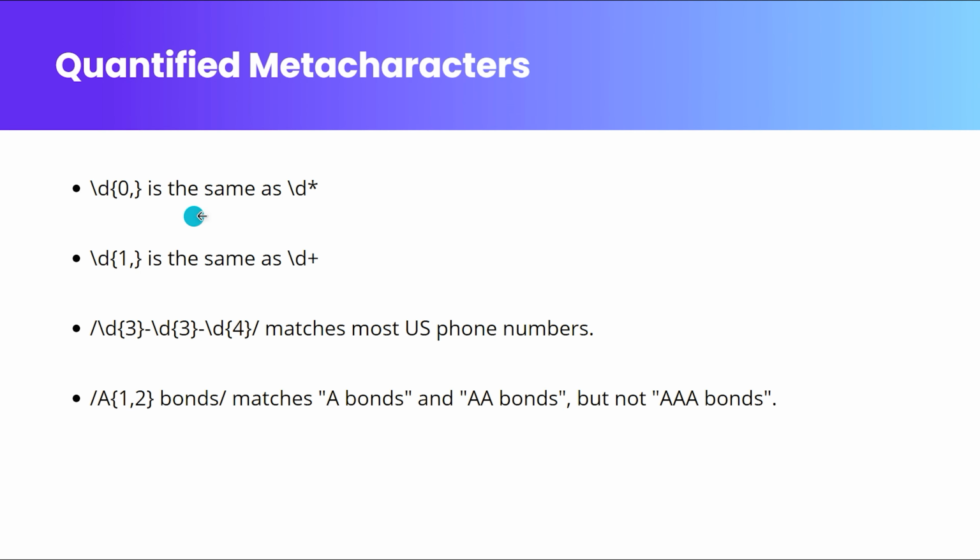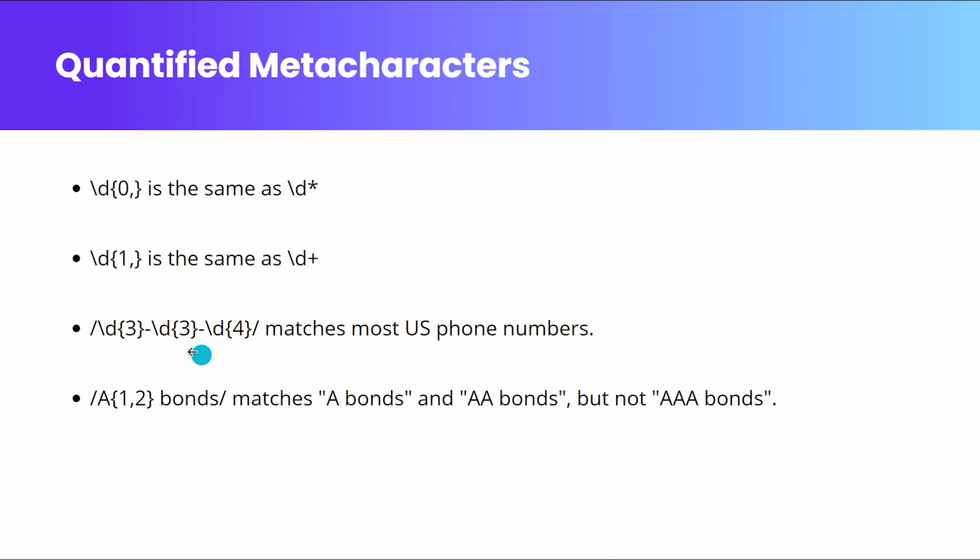Here you can see the quantified metacharacter with min as 0 and max can be infinite. So it is the same as backslash d with the star repetition metacharacter. Whereas if min is 1 and there is no definition for the max, then it will be the same as the plus repetition metacharacter.